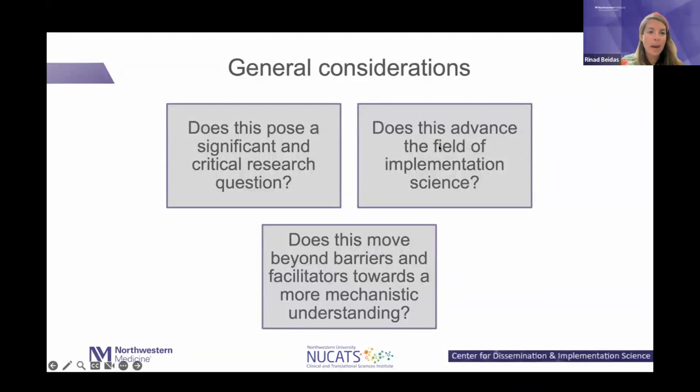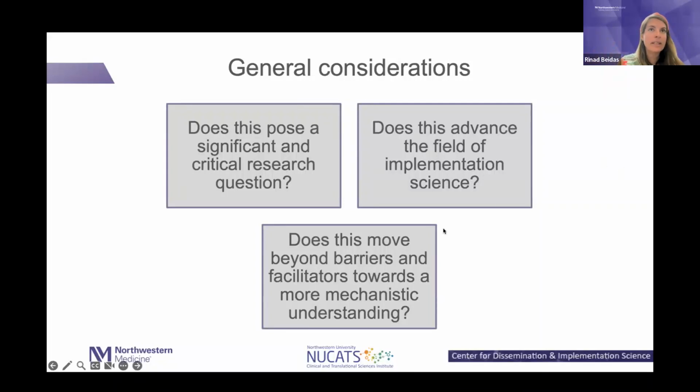But what you might want to think about are our general considerations that are D&I specific. One, if it's going to SIHH, you really want to be able to say that this is going to advance the field of implementation science writ large. And you should have a statement about that in your specific aims in the closing paragraph, as well as in either the significance or approach section of your grant.